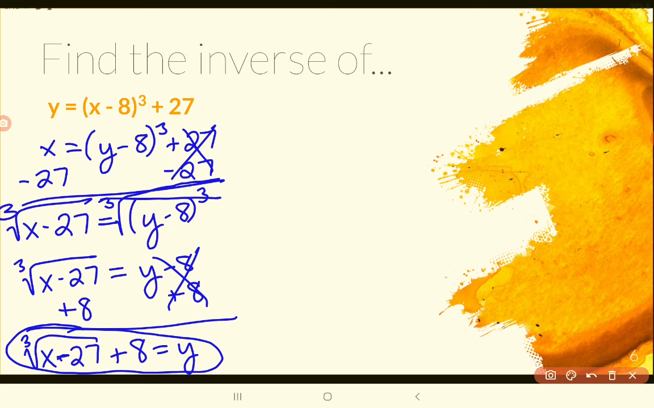So just to recap, if you're asked for an inverse, you have 2 steps. Number 1 is reverse x and y. Number 2 is get y by itself. And we are done with this topic.